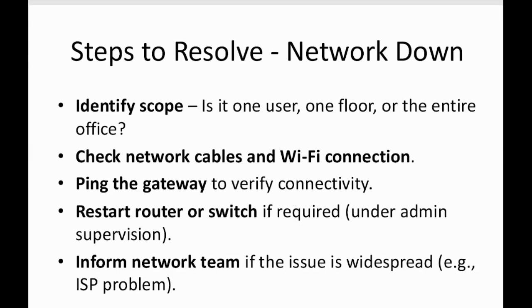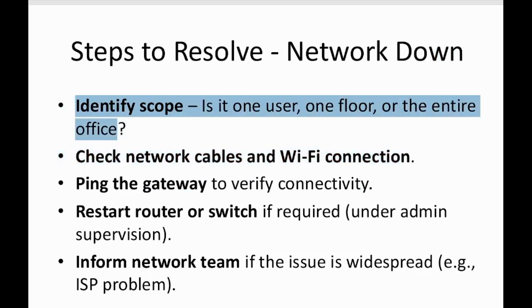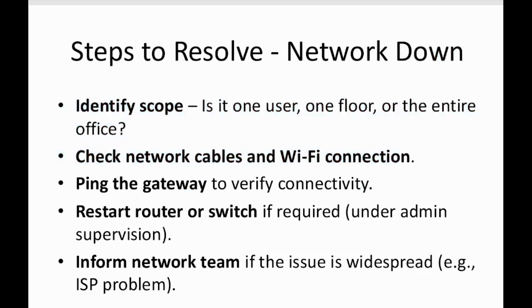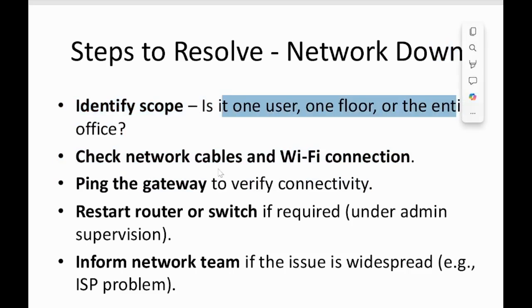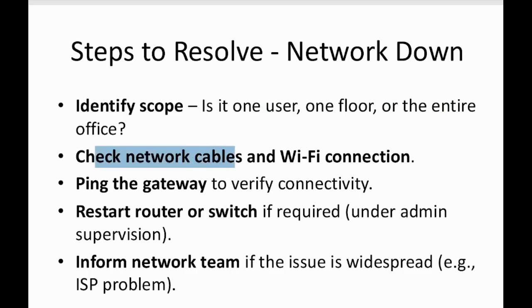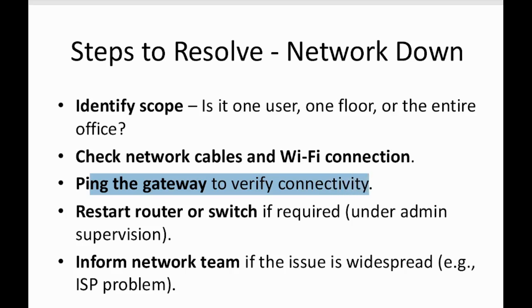Steps to resolve if network is down. Identify the scope, like is it one user, one floor, or the entire office? First, you have to identify this one. Okay. And then second is to check the network cables and Wi-Fi connection. Third step is to ping the gateway to verify connectivity. You can check by typing ping and your IP address to see whether your system is able to connect or not. So in this way you can check the connectivity also.